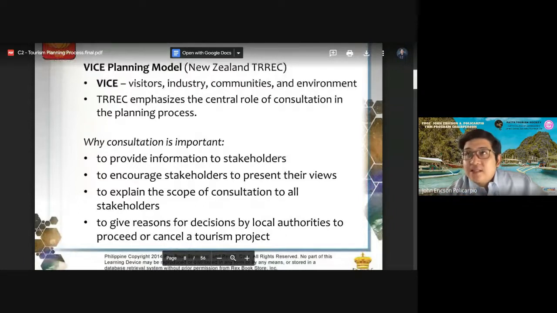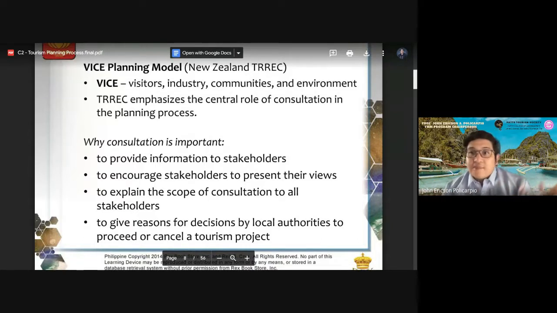Okay, so we try to give them a chance on how they view our plans. Okay, is it beneficial on their end or what are their areas of concerns? Okay, and that basically helps us improve in terms of our planning styles. Okay, then to explain the scope of consultation for stakeholders. We try to identify what would be the limits of our plan. Okay? So, ito lang pong area na itong i-develop namin.